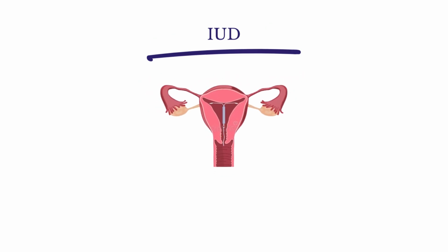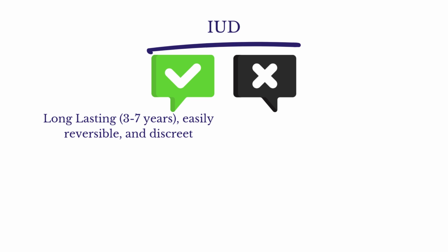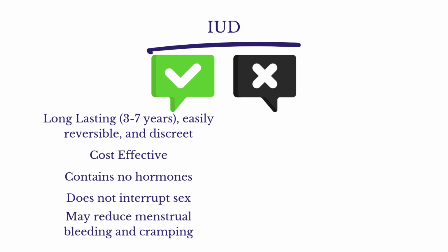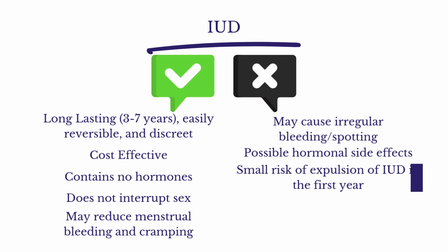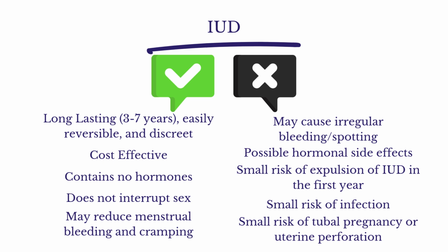Next is an IUD, which is when a healthcare provider inserts a small T-shaped device into the uterus. It has a success rate of 99%. Some of its advantages are that it is long-lasting, typically 3 to 7 years, easily reversible, and discreet. Additionally, it is cost-effective, contains no hormones, does not interrupt sex, and may reduce menstrual bleeding and cramping. Some disadvantages are that it may cause irregular bleeding or spotting, has possible hormonal side effects, small risk of expulsion of the IUD in the first year, small risk of infection, and small risk of tubal pregnancy or uterine perforation.